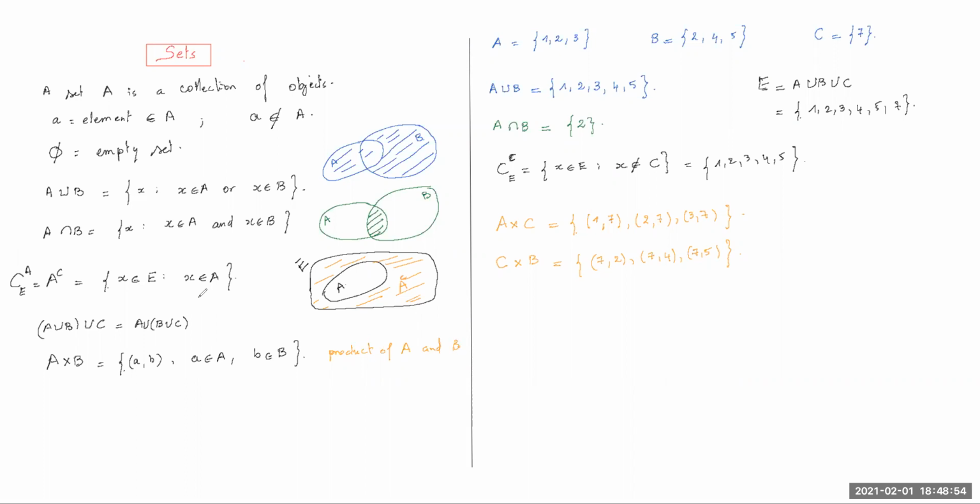So this one is the complementary. This is intersection, and this one is union.